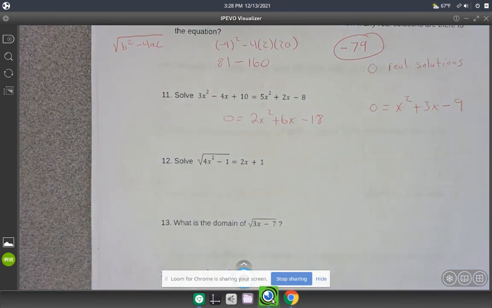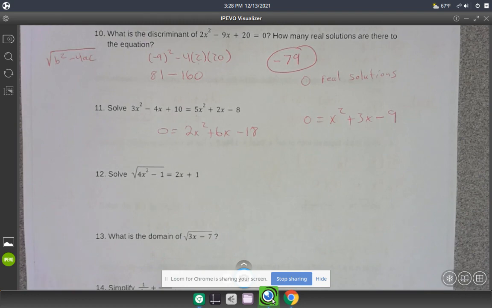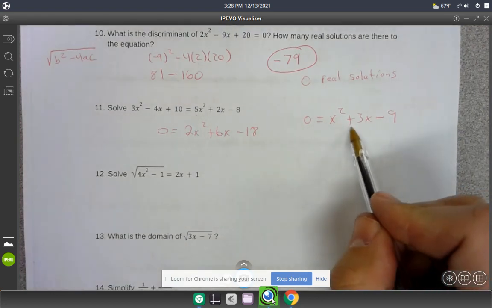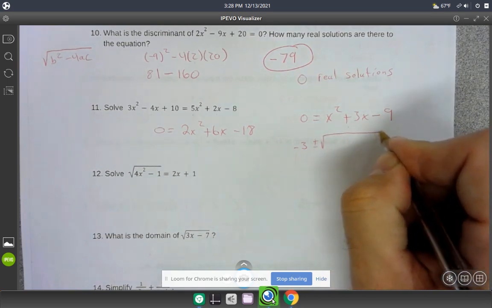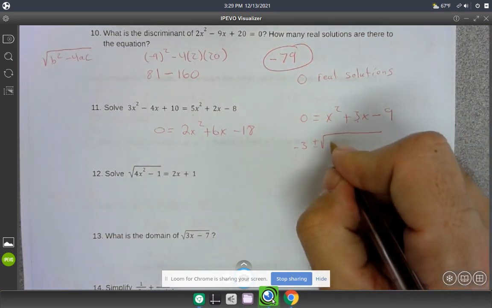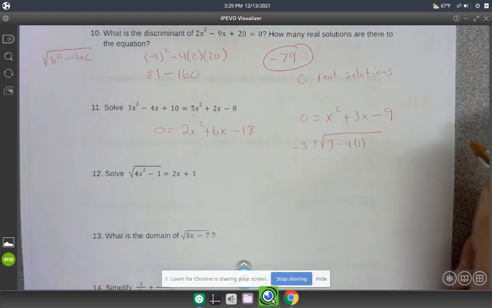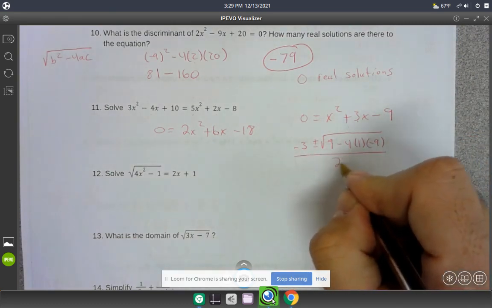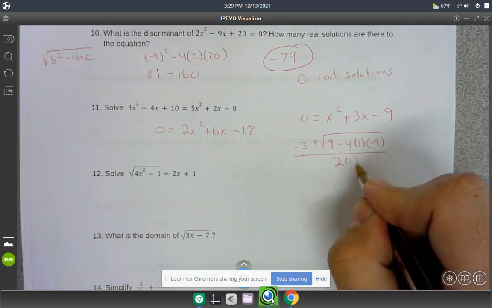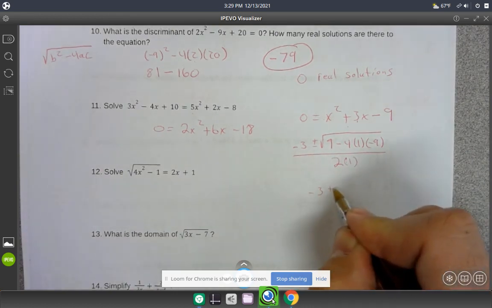Darn it. And now I cannot factor this. I can't solve it by factoring. So I have to use the quadratic formula in order to solve it. All right, so it's going to be negative b, negative 3, plus or minus the square root of b squared, which is 9, minus 4, a is a 1, and c is a negative 9. All over 2 times 1, 2a. Okay, so to work this out, negative 3 plus or minus.